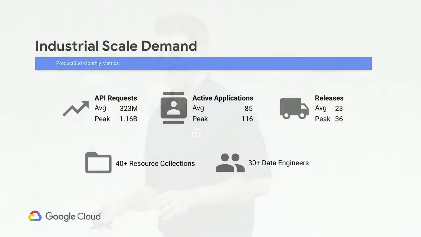Active applications. So an application is considered a software product that's using our platform in some way, an analytical model that's using our platform in some way, also inclusive of individual data scientists that may be using our platform in some way. We've seen an average of 85 active applications per month, spiking up to, again, 116 with those seasonal workloads.